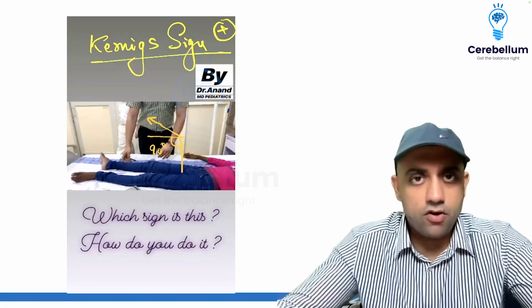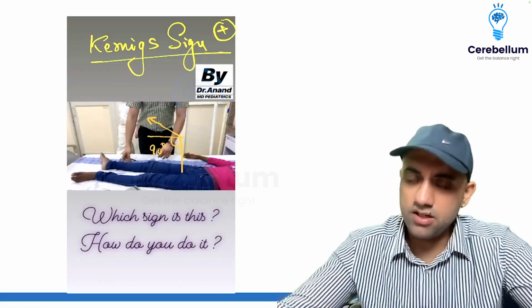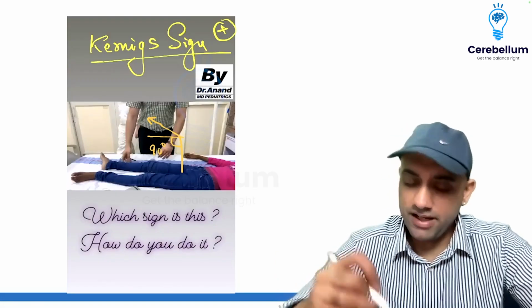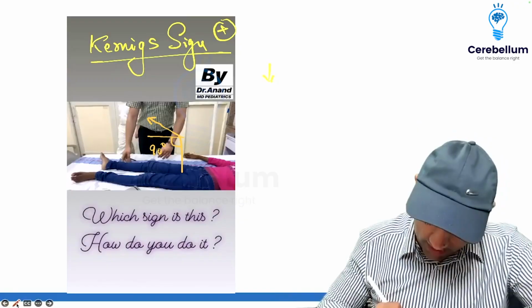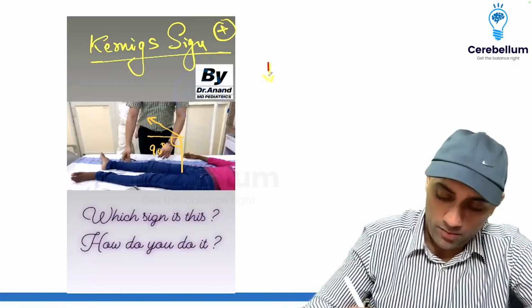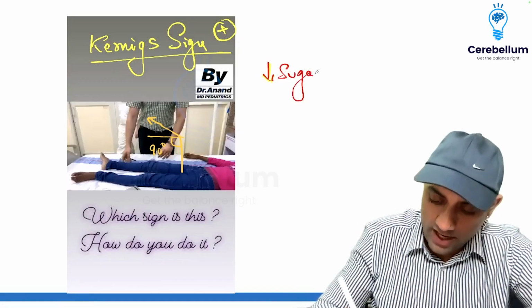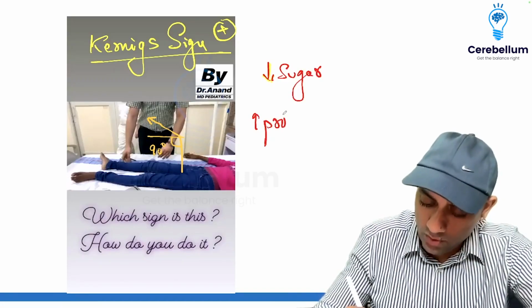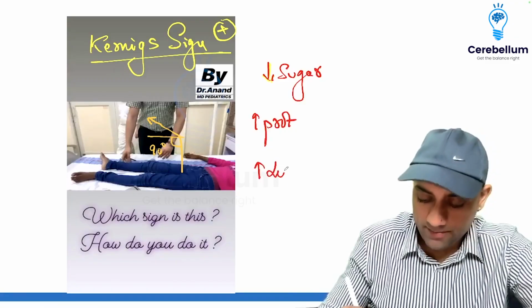We got a CSF picture of this patient done, and it came out to be tubercular meningitis, where you have low sugar, high protein and lymphocytic predominance. You will have in the CSF low sugar, high protein, and lymphocytic predominance.